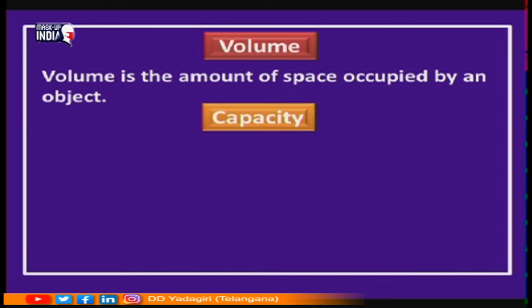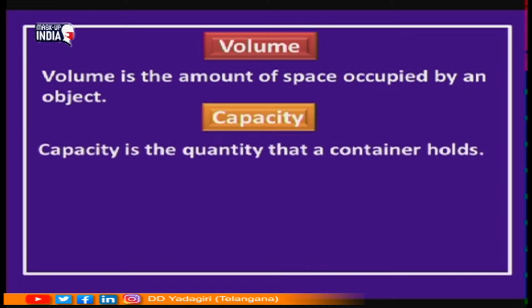Now, let us see, volume is the amount of space occupied by an object. And what about capacity, children? Yes, capacity is the quantity that a container can hold. So, let us see the difference between these two important terms, volume and capacity. Volume is the amount of space occupied, but capacity is what a container can hold. Like suppose if I take a water tank, how much water it can hold, that is its capacity. Whereas volume is not like that, it is the amount of space occupied by an object. You keep an object, and how much space it occupies, that is its volume. So, capacity generally we use only for containers.